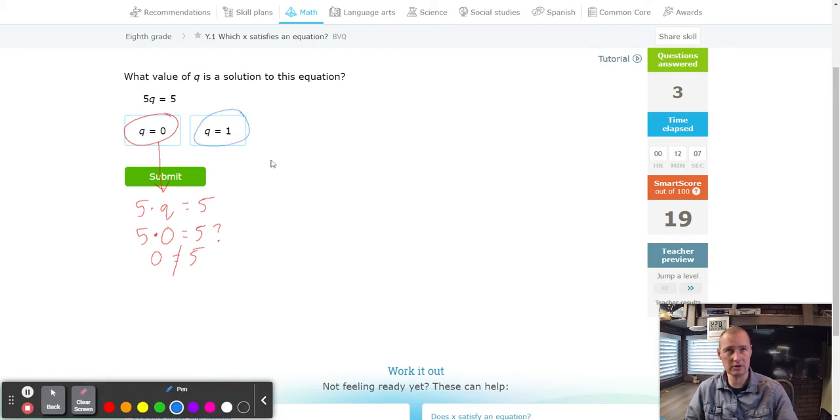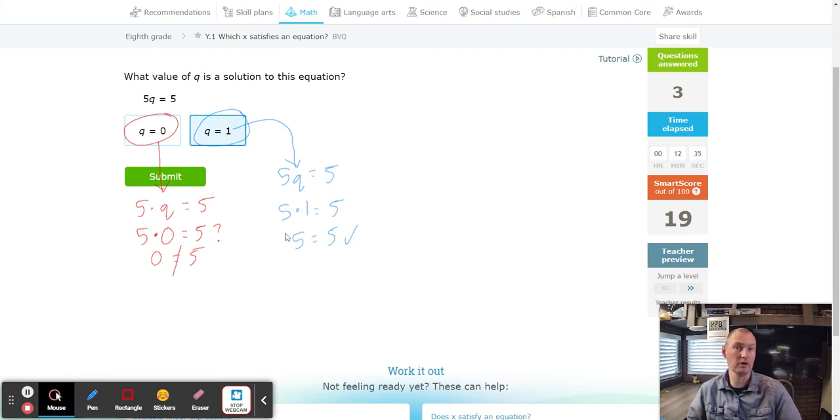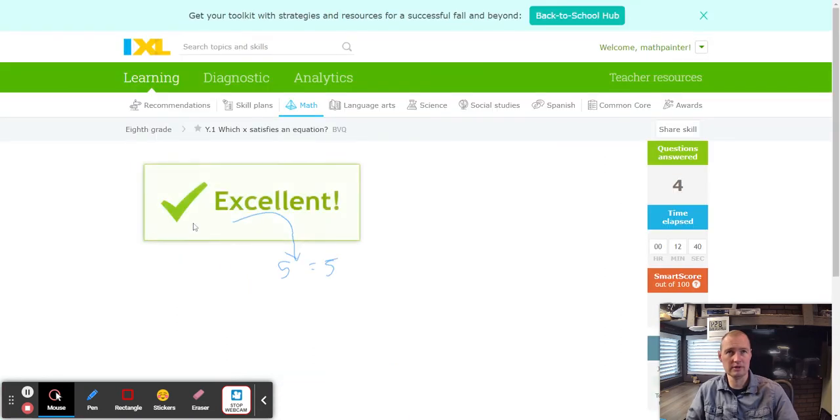Okay, let's try the other one. The other one has to work. Use the equation again. So we got 5Q equals 5. And we have 5 times 1. Why is it 1? Because Q is now 1, because that's what we're plugging in there. Equals 5. Okay, so 5 times 1 is 5, equals 5. But bam, Q equals 1 is the correct answer. So again, go with the one where left and right are both equal. So we're going to go ahead and submit that.